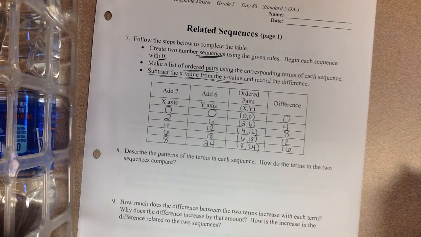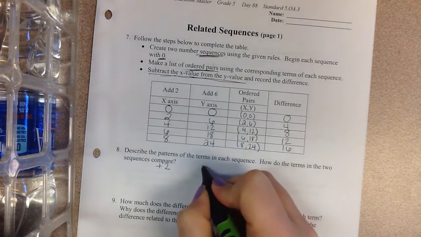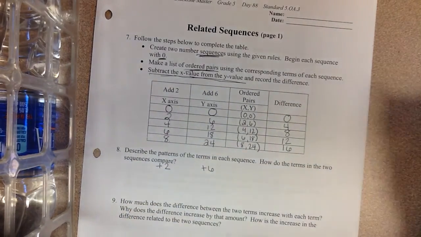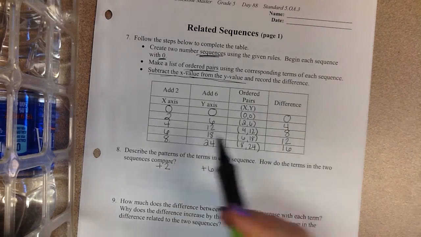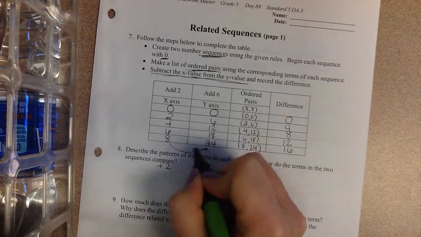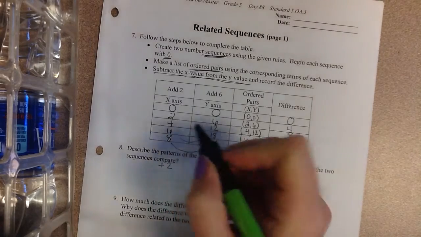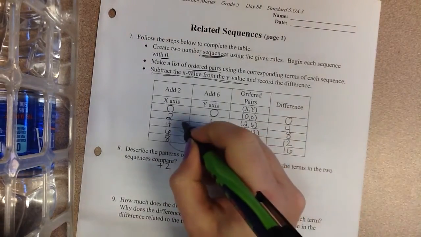So, describe the patterns of the terms in each sequence. This one I'm adding 2. So all I'm doing is looking for patterns. So how do the two terms compare? What do you do from here to get to here every time? What did you do? When I subtracted, I got different amounts.